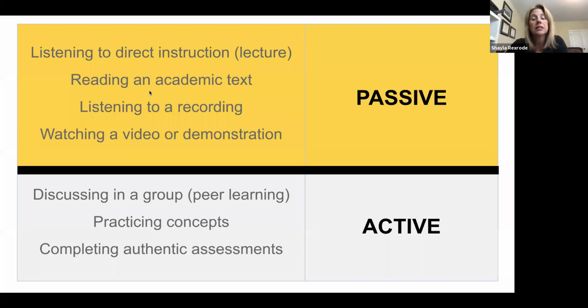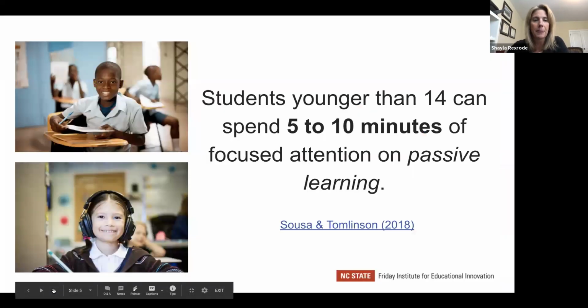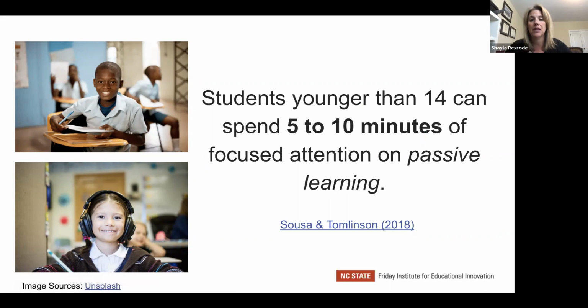So let's take a look at what research does tell us about amounts of time that students will really stay engaged with instruction, and then connect that into what a lesson might look like for a teacher that is doing a recording. So research has taught us that students younger than 14 can spend 5 to 10 minutes of focused attention on passive learning.